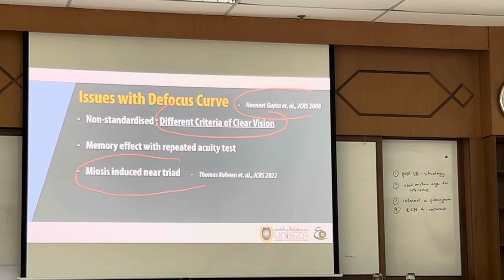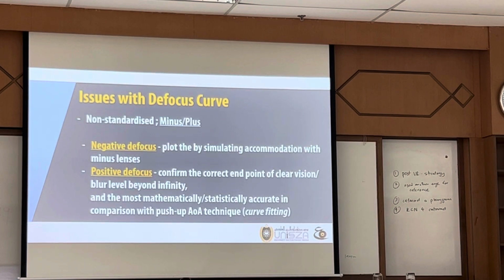And then they are also worried about miosis-induced near triad. So you are simulating near vision by putting a minus lens. Sometimes when you put a near vision, the pupil is getting smaller. When the pupil is smaller, the range of clear vision is increased. So with a normal pupil compared to a small pupil, your range of clear vision is better than when you have a dilated pupil. So those are some of the worries related to the defocus curve.